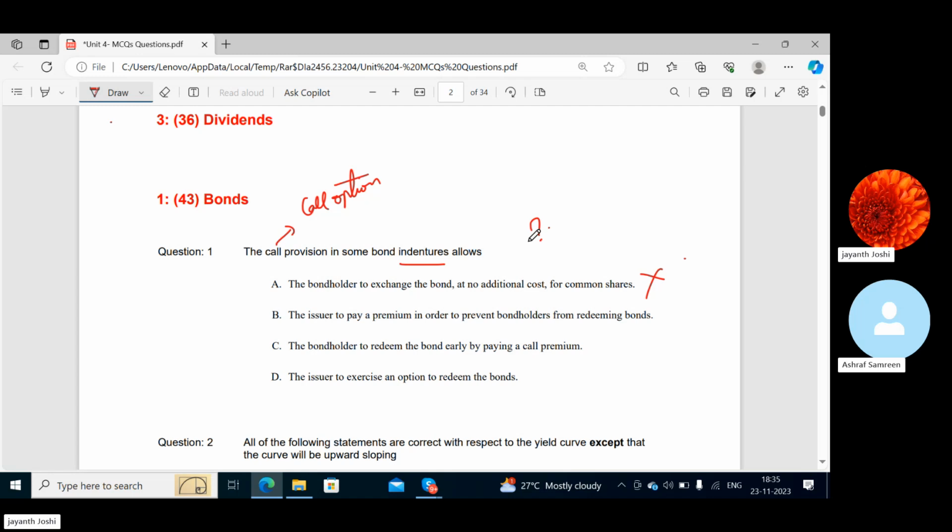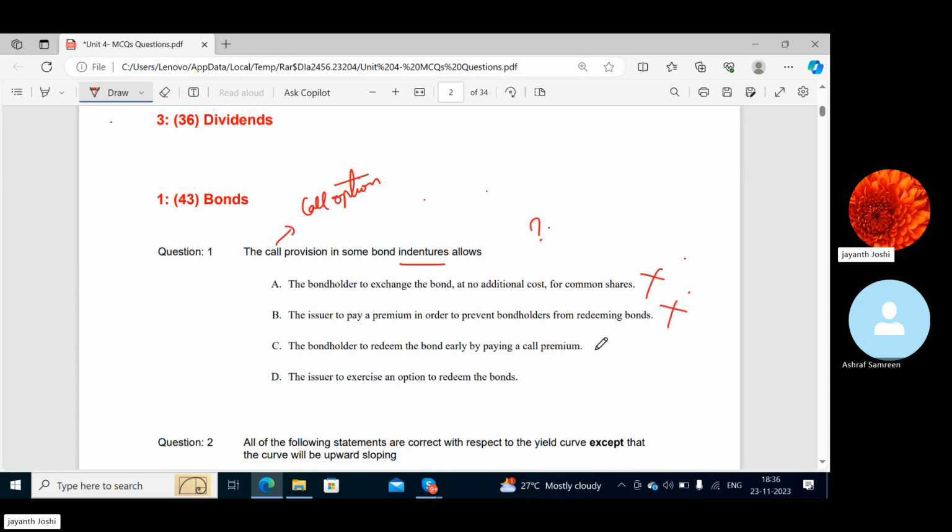A call provision does not give you the conversion rights. Now, the issuer to pay a premium in order to prevent bondholders from redeeming the bonds. How come? Issuers cannot include a provision to prevent bondholders from redeeming the bond. They cannot pay some extra money for the bondholders to wait for some time, because once things are fixed in the agreement, they have to follow. Are you understanding? Yes, sir. The agreement is between the issuer and the bondholders. Next, the bondholder to redeem the bond early by paying a call premium.